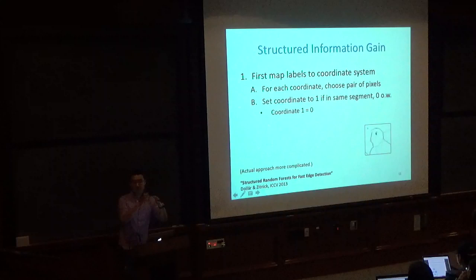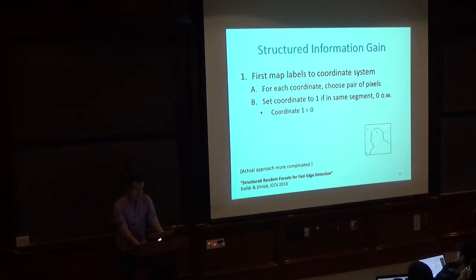This is all relative to a local 16 by 16 patch, by the way. And we set the coordinate to 1 if these 2 pixels are in the same segment and 0 otherwise. So if coordinate 1 corresponds to these 2 pixels in a 16 by 16 patch, then for this image, we set that coordinate to 0 because they do not belong to the same patch. And these two pixels do belong to the same patch, so we set coordinate 2 to 1. And these coordinates are defined randomly.